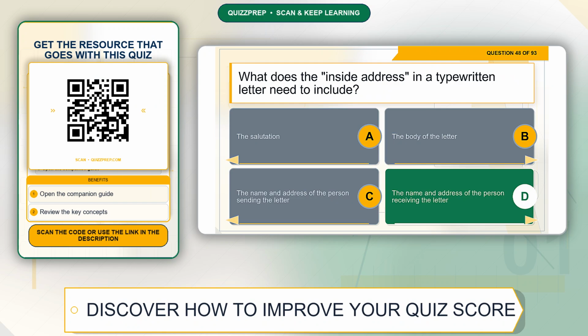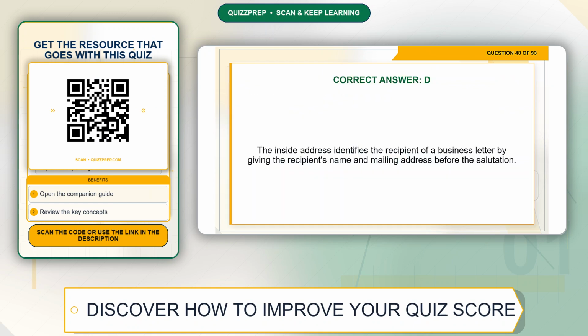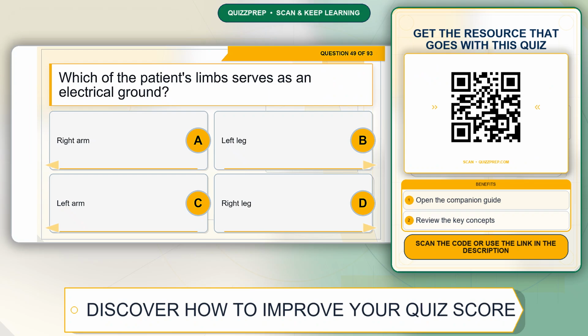The correct answer is option D, the name and address of the person receiving the letter. Explanation. The inside address identifies the recipient of a business letter by giving the recipient's name and mailing address before the salutation. Question 49. Which of the patient's limbs serves as an electrical ground?